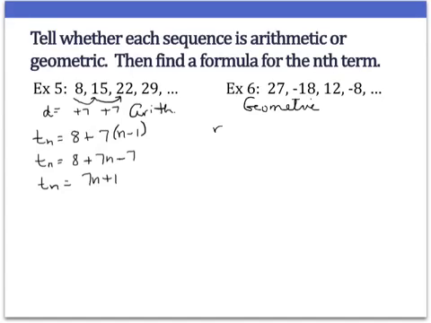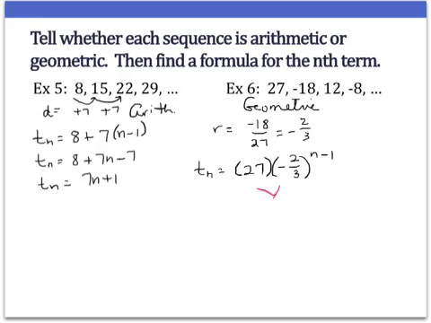So let's find our ratio. Negative 18 divided by 27. Those are both divisible by 9, so negative 2/3 is your ratio. And then for our nth term, we begin with our first term, 27, and we're going to substitute in our ratio, negative 2/3, and then have n minus 1. Now, what you are not going to do is multiply here. And I know it's tempting, but don't do it.